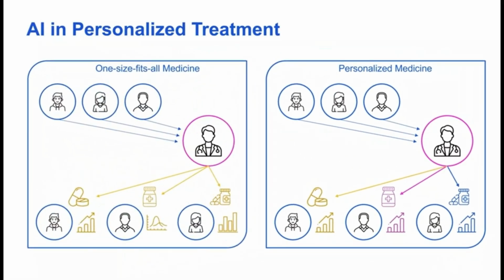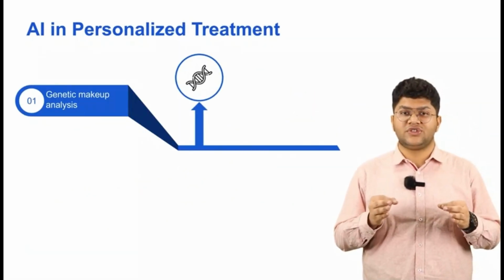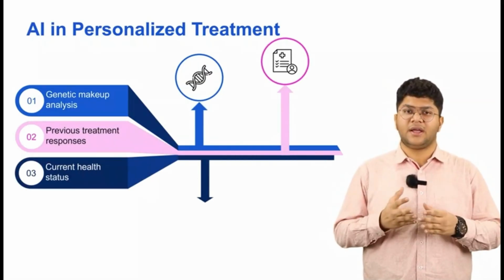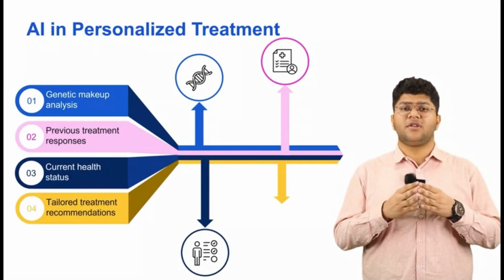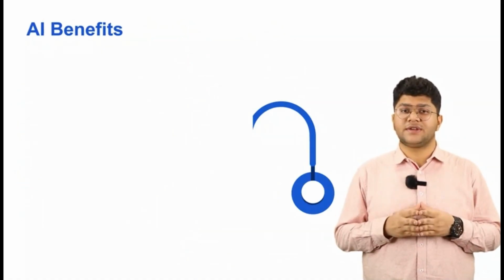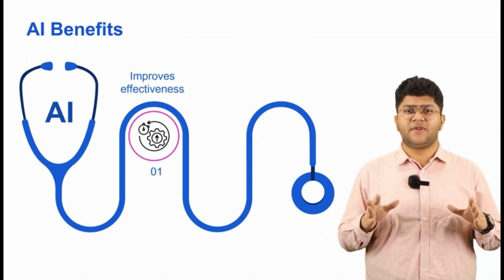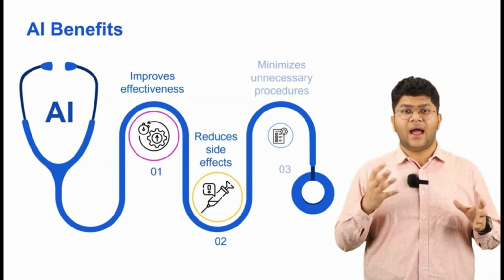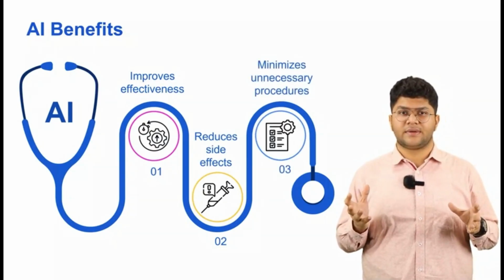Instead of offering a one-size-fits-all approach to medicine, AI allows doctors to develop treatment plans that are tailored to each patient's unique needs. By analyzing a patient's genetic makeup, previous treatment responses, and current health status, AI can recommend treatments that are more likely to succeed. This level of personalization not only improves the effectiveness of treatments, but also reduces the risk of side effects and unnecessary procedures.